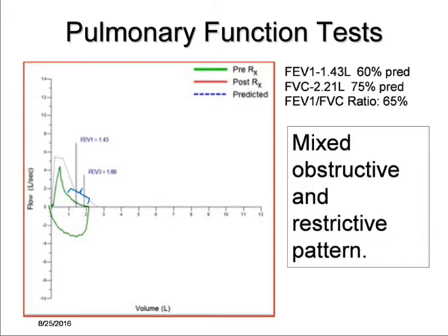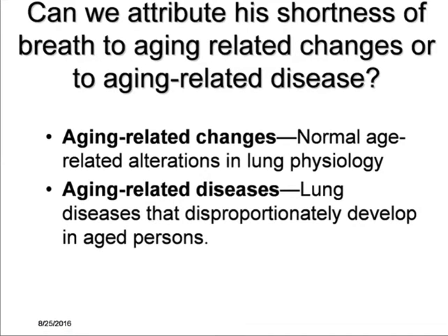I want you to note the coving at the terminal phase of this flow volume loop that is consistent with small airway obstruction. I also want you to notice the reduced dimension of his lung volumes when you compare it to normal lung volumes depicted with the dotted line. So our question is whether these changes are related to aging or to aging-related lung disease. How do we distinguish these concepts?